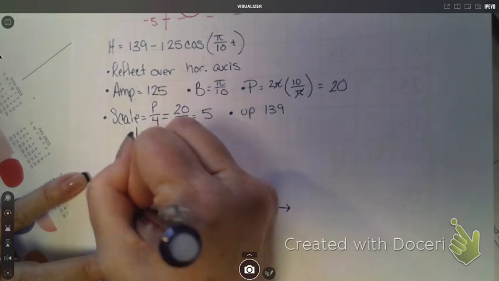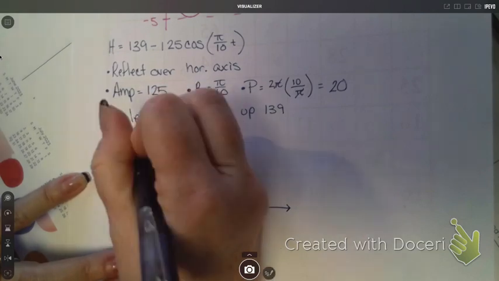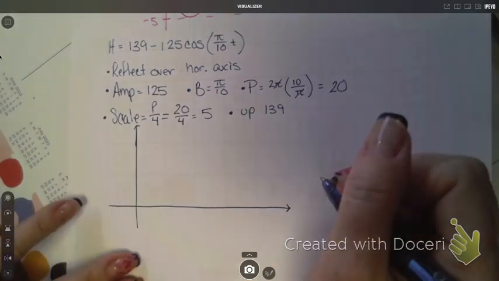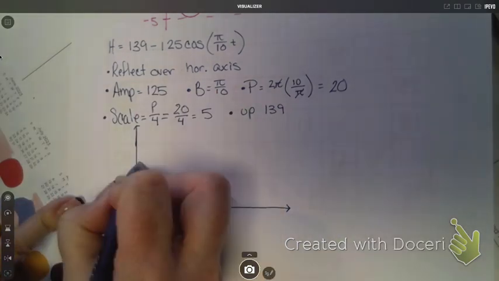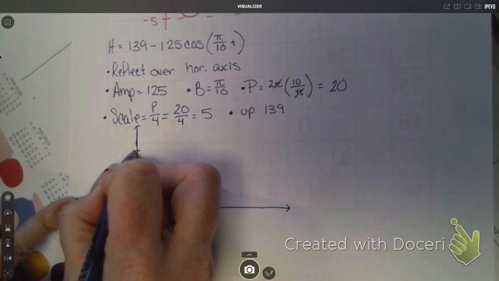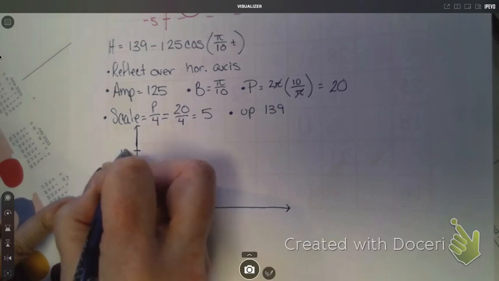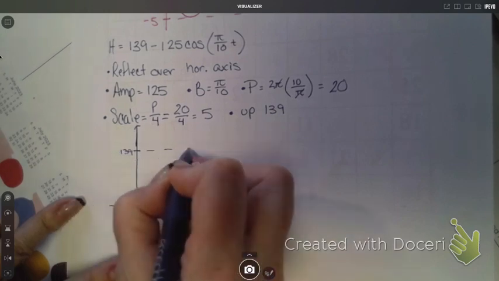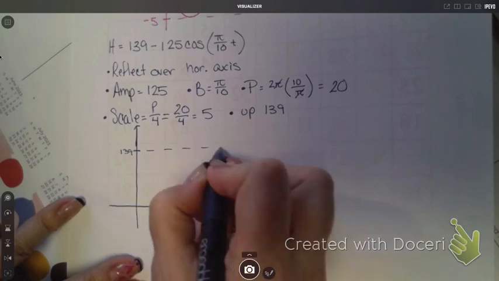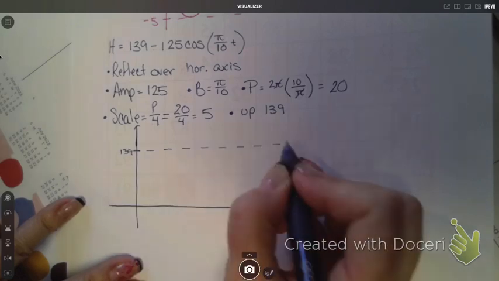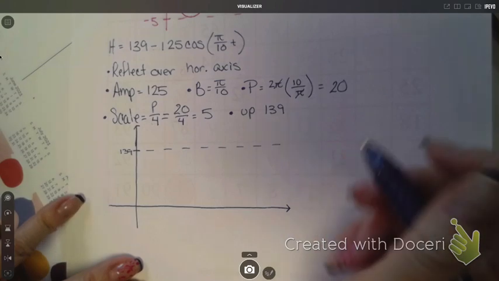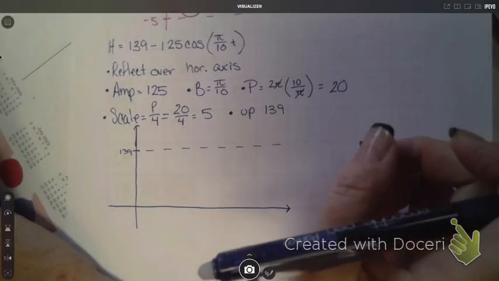So this is the great thing about sketching a graph. Because I can say, look at this. 139. It's not 139. It's farther. Actually, that is really high up. I don't want it there. I don't want that.